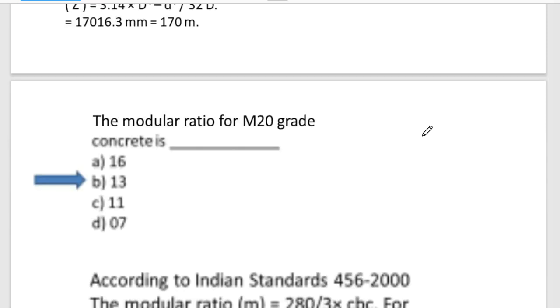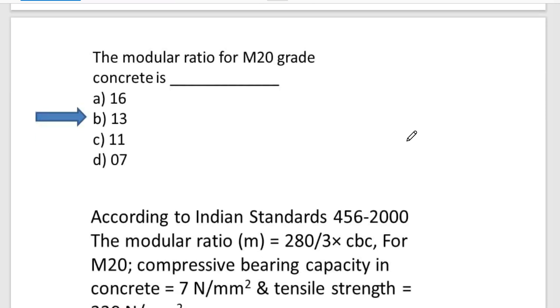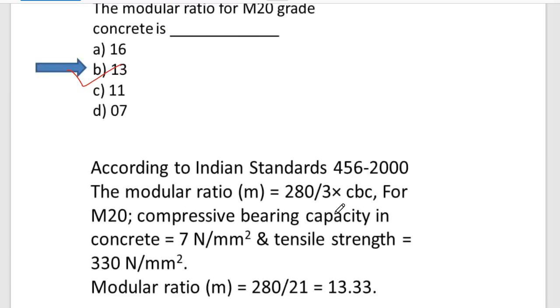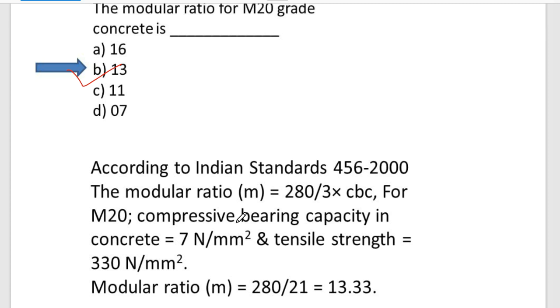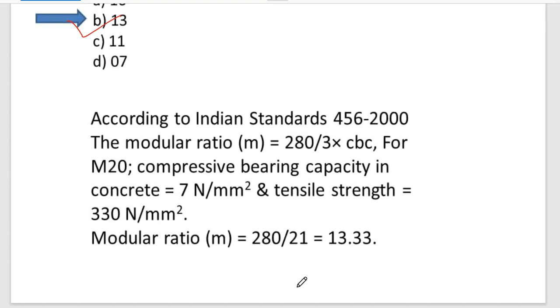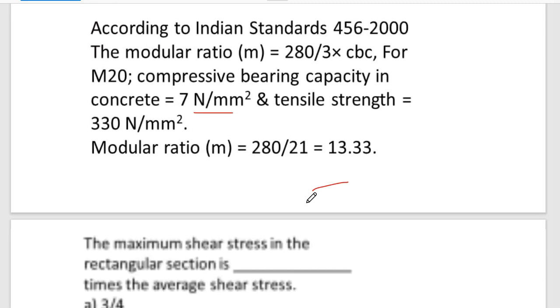Option A. Next, the modular ratio of M20 concrete. For M20 the formula is 280 by 3 into sigma CBC. So here, if you put the value 280 divided by 3 times 7, since the sigma CBC value is 7 Newton per mm square, we will get 13.33. So we will get 13.33 according to this formula.